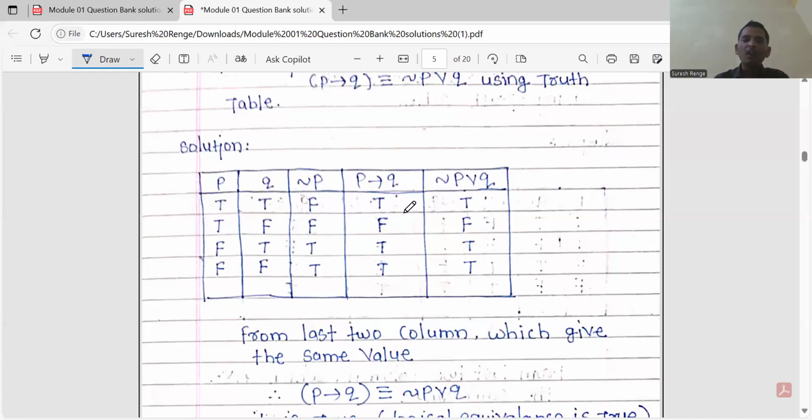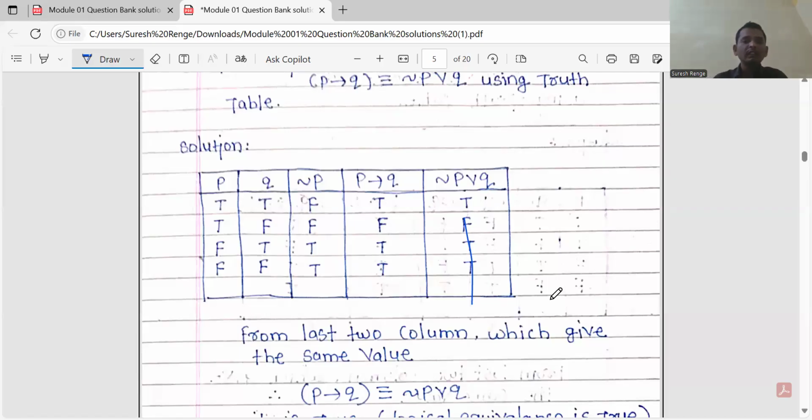Okay, negation P or Q. Negation P or Q means false or true, which gives the value true. False or false gives the value false. True or true gives the value true. And true or false also gives the value true. With the or logical connector, if at least one is true, the result is true.